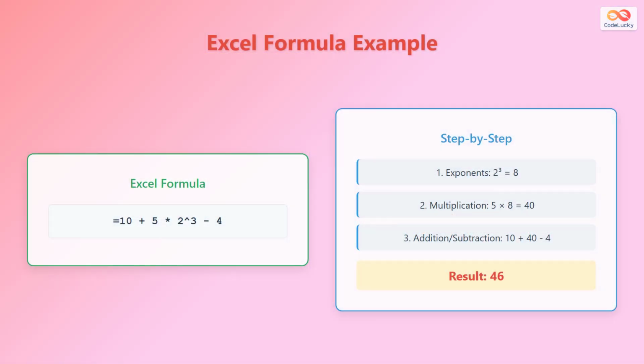Let's look at an example in Excel. Suppose we have the formula equals 10 plus 5 multiplied by 2 to the power of 3 minus 4. Following the order of operations, first we calculate the exponent, 2 to the power of 3 equals 8. Then we perform the multiplication. 5 multiplied by 8 equals 40. Finally, we do the addition and subtraction. 10 plus 40 minus 4, which gives us a result of 46.